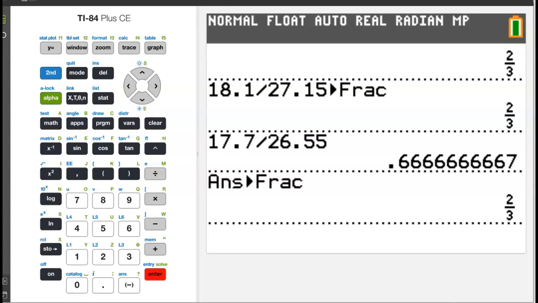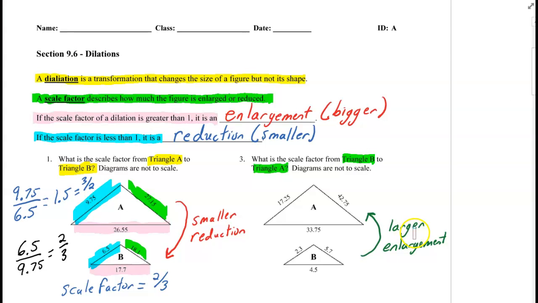Let's take a look at problem number 3. Since this is an enlargement, I'm going to want the larger number on top. And again, as I said, it doesn't matter which side you use. I'm just going to use the 17.25 and the 2.3. So to figure out the scale factor, I'm going to go 17.25 divide by 2.3. Because it's an enlargement, I want the larger number in the numerator.